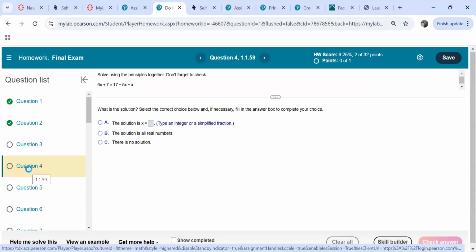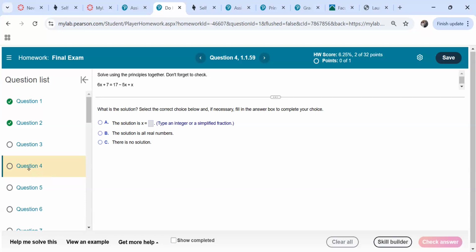So here we're going to solve. We have 6x plus 7 equals 17 minus 5x plus x. For your first step, every time you're trying to solve a linear equation, is simplify both sides. So 6x plus 7 can't be simplified any further, but over here, I have like terms. I have the negative 5x and a positive x. This is really 17 minus 4x.